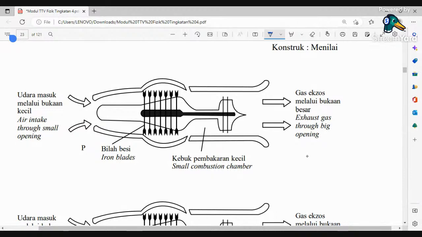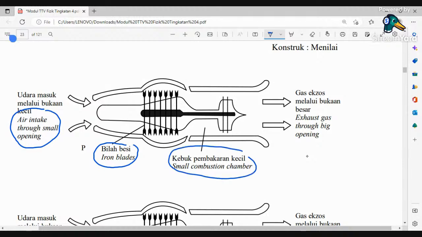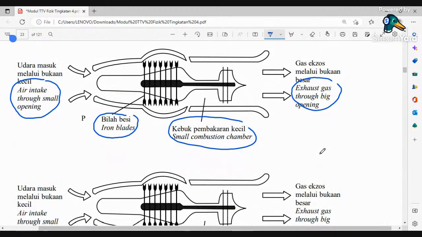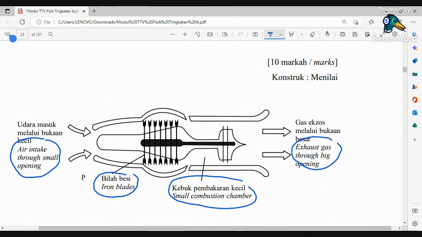First, air intake through small opening. Okay, iron blades, combustion chamber, okay, exhaust, okay, exhaust pipe. Okay, jadi ada 4 point di sini. Untuk soalan ni kita akan jawab dalam table form, right? First, look at the first one, air intake. The first aspect ialah air intake through openings. Okay, bukaan dia lah.